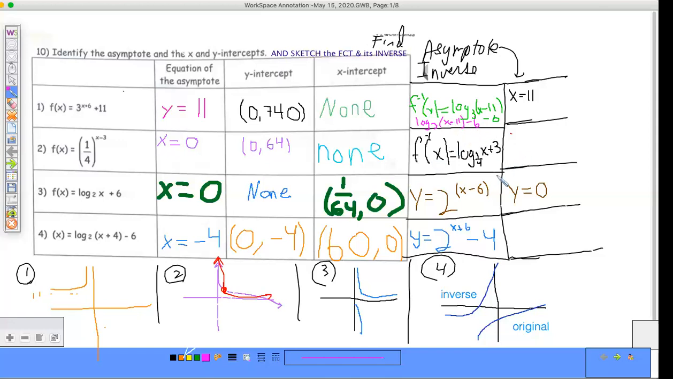Okay. All right, I'm okay with this one. I like that one. This one over here, I'm not so sure. If it's 64? And then the equation for number 2, where is the inverse for that one? Yeah, I agree with that. That's good. And then where's the asymptote for this one over here?